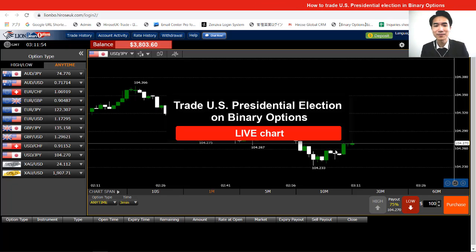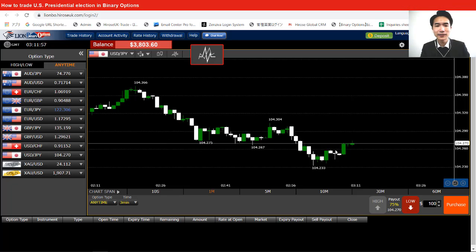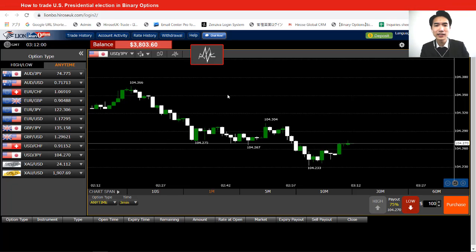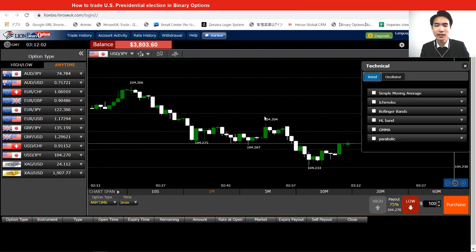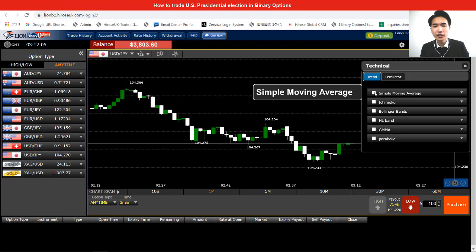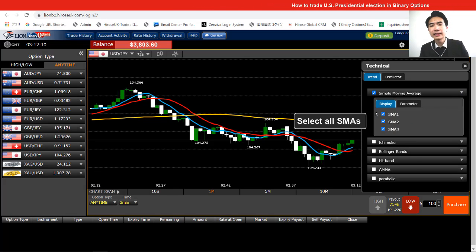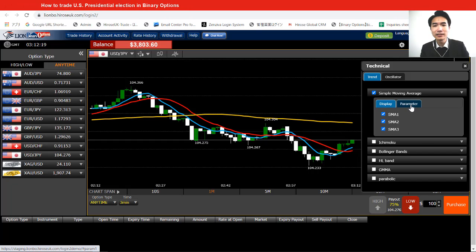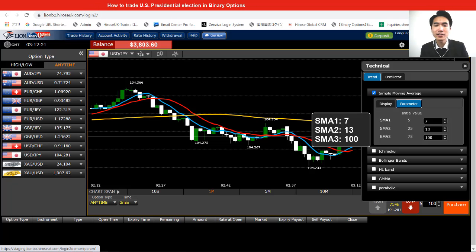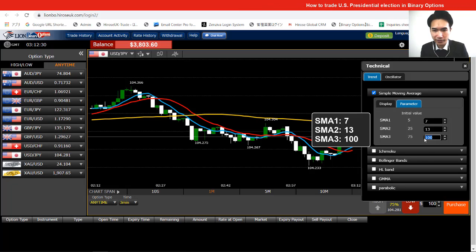So first, let's set up the indicators. Go to technical indicator, just that one right there. Click on it. Now we'll select the simple moving average. Put a tick there, and then open the drop down. Now we just need to select all the simple moving averages, making sure they're all selected. Then we'll go to parameter. The parameter today is slightly different. SMA1 is 7, SMA2 is 13, and SMA3 is 100. Remember this one and set up as instructed.